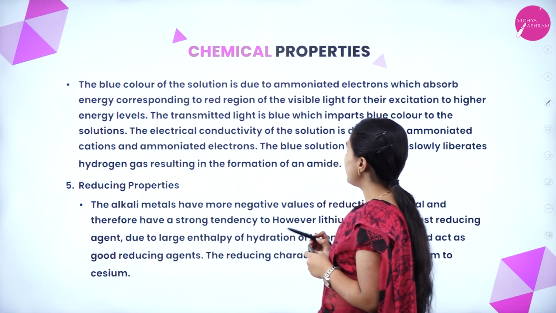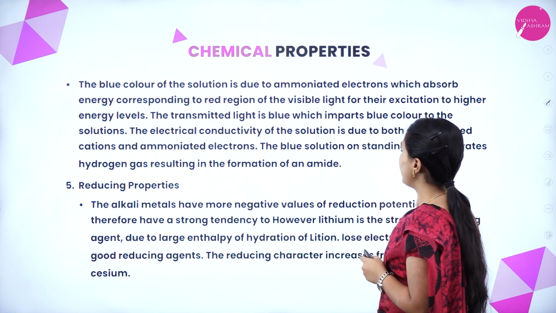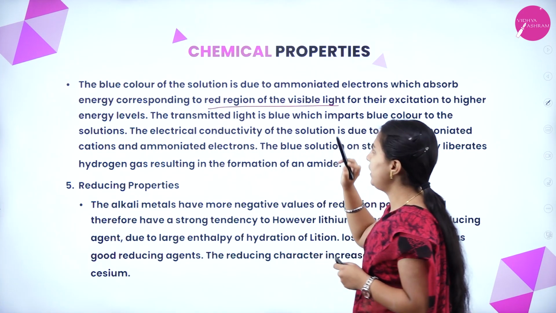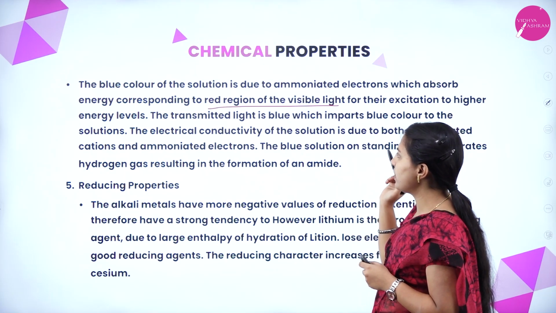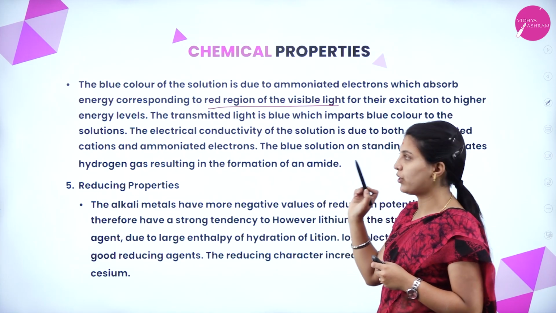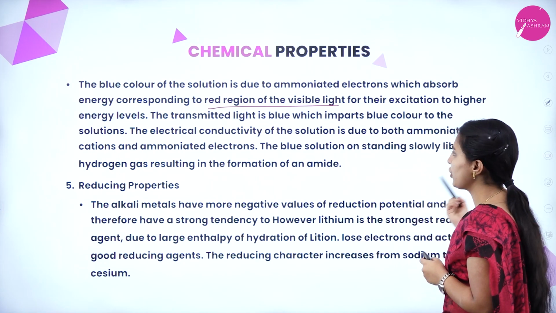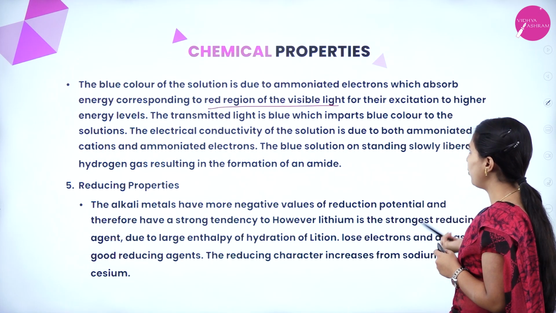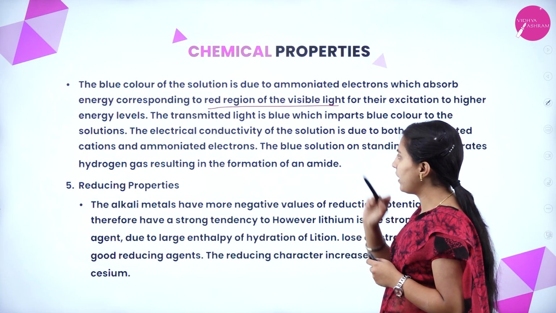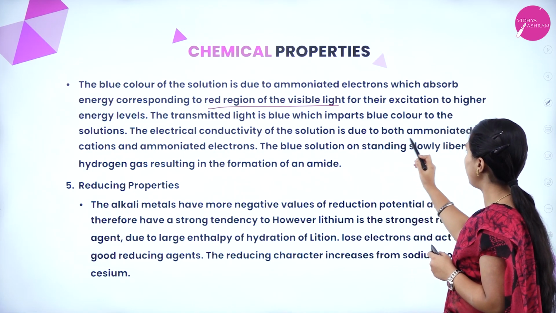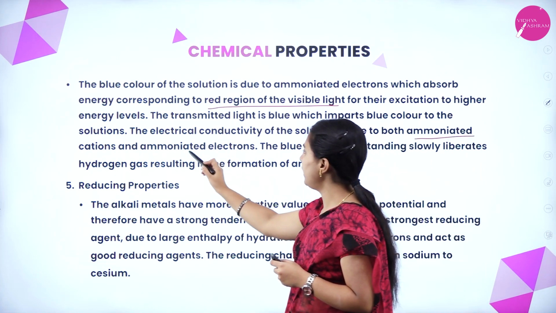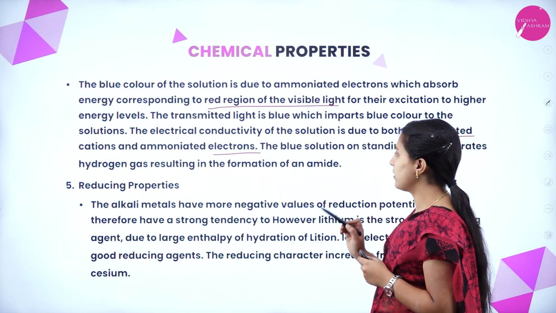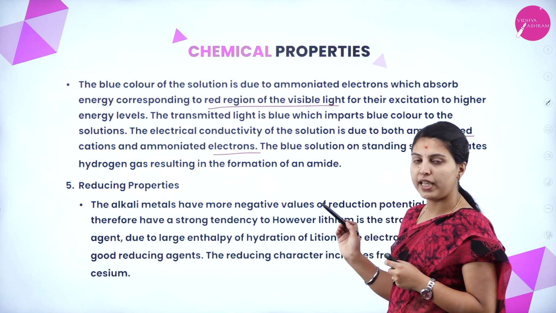The blue color of the solution is due to the ammoniated electrons, which absorb energy corresponding to the red region of the visible light. Why is the blue color imparted? Because the electrons absorb the energy of the red region of visible light for their excitation to higher energy levels. The transmitted light is blue, which imparts blue color to the solutions. The electrical conductivity of the solution is due to both ammoniated cations and ammoniated electrons. The blue solution on standing slowly liberates hydrogen gas, resulting in the formation of an amide. NH2 is amide.